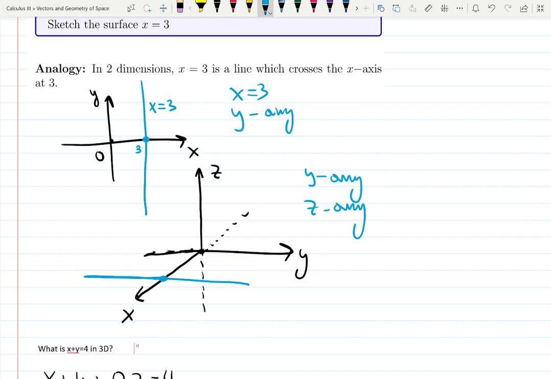But then do we have z or not? What do you think about that? Z. We have it, right? It is somewhere. So how to show it? I'm going to stretch this line up and down. What's the name of the shape? It's a plane. Yeah, good job. Very good. See, you should be confident. It's a plane.